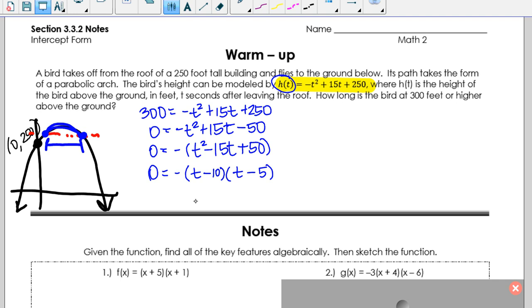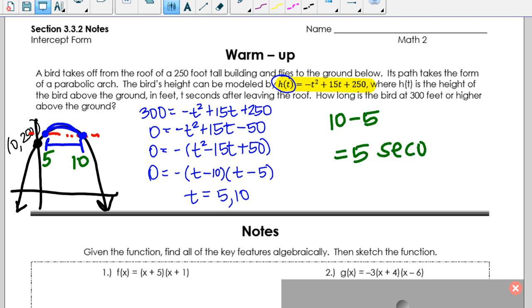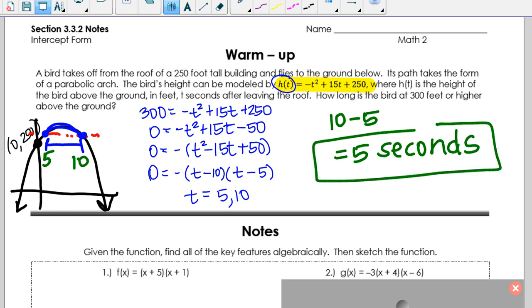So if I set these equal to 0, my two t values end up being 5 and 10, which means this is starting at 5 and ending at 10. So if it's starting at 5 and ending at 10, you're going to find the difference between those times, and it'll be a total of 5 seconds. So just remember that's not because I'm pulling the first value, it's because I'm finding the difference.